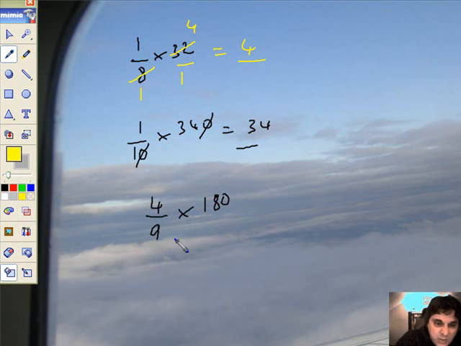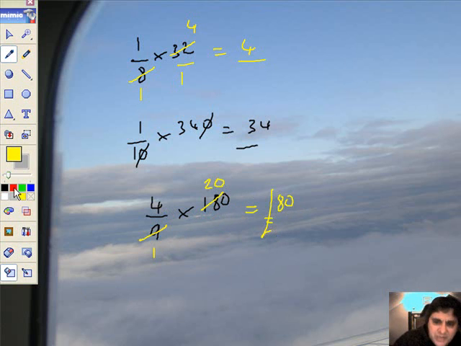In fact, it goes in twice. Look at that. 9 goes into itself once, 9 goes into 18 twice. So I'm actually left with 20, yeah? 9 goes into 180 20 times. What's left? 4 times 20, 80. And it's in pounds. Easy peasy.